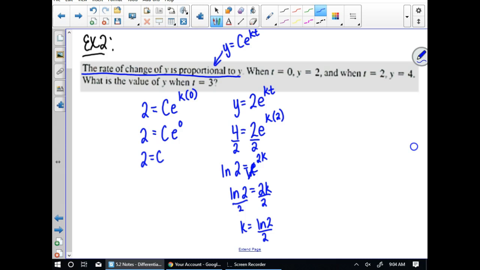So now we've got our full equation. Y equals 2e to the natural log of 2 over 2 times t, or you might want to get a decimal there. Either is fine.